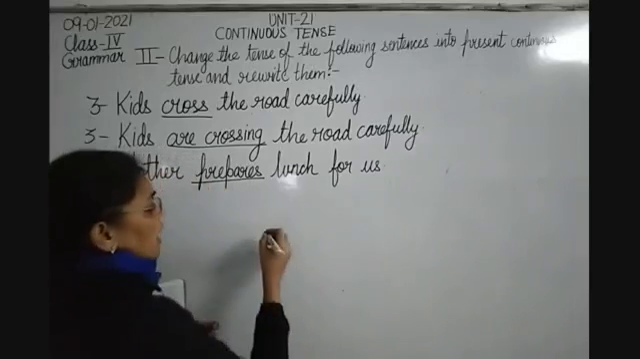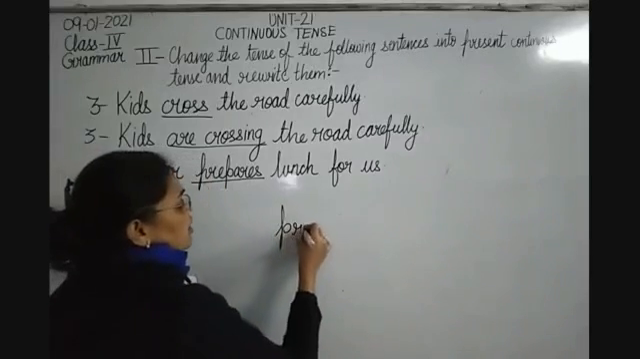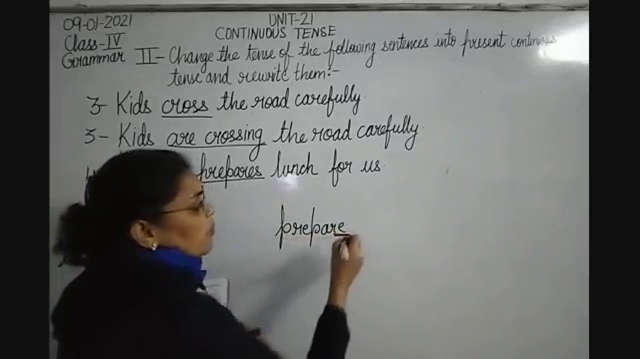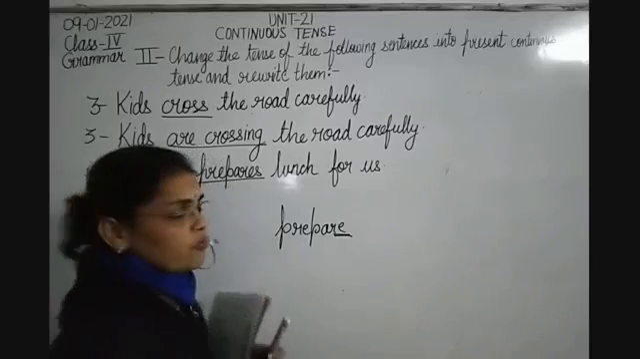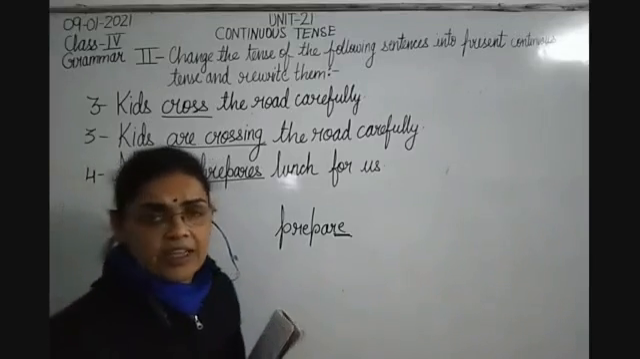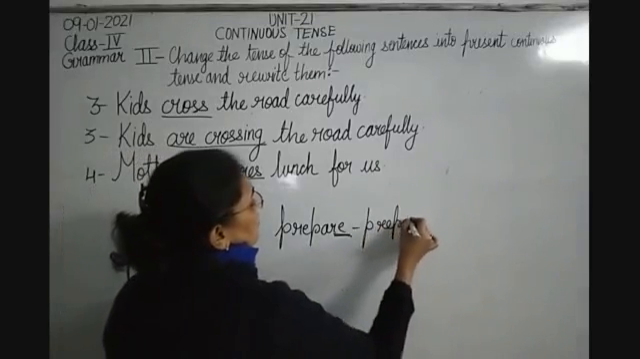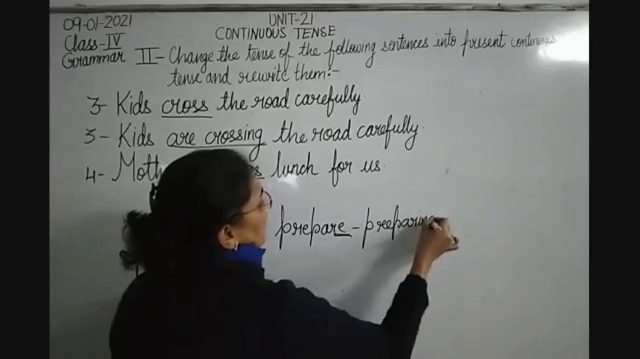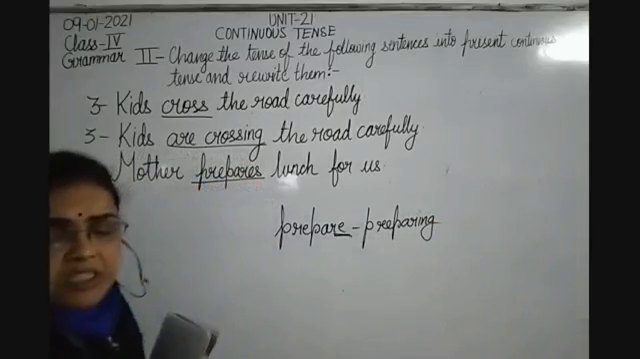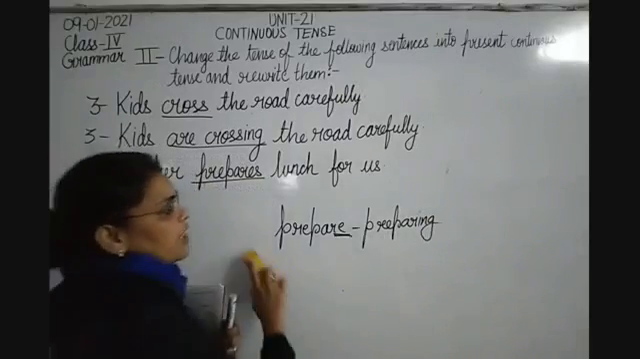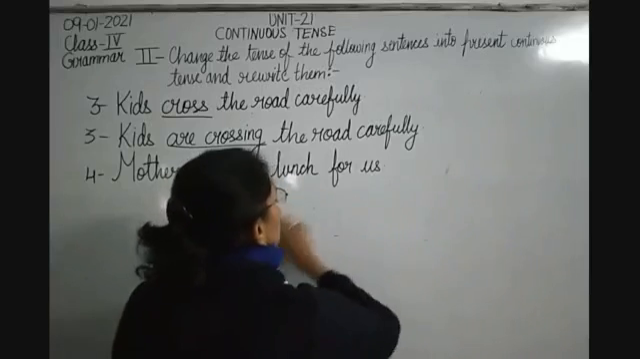As explained earlier, for verbs which have an e at the end, when we form the ing form, what do we do? We drop the e and add ing. So preparing. We drop the e and add ing. Whichever verbs have an e at the end, we drop the e and add ing. This you need to keep in mind.